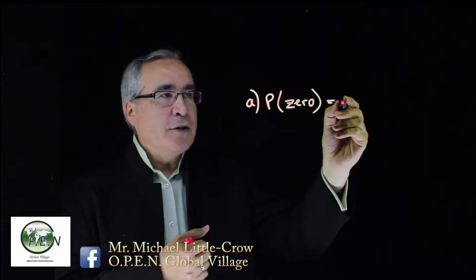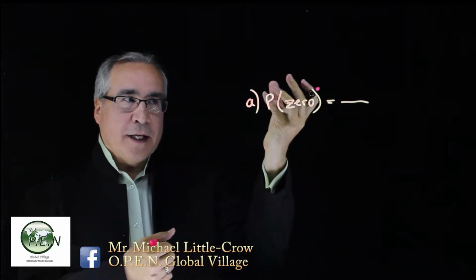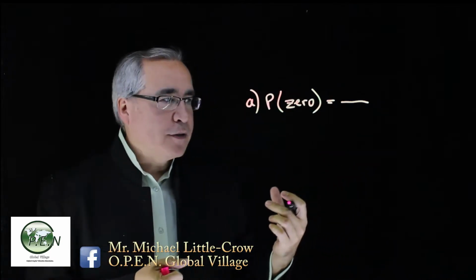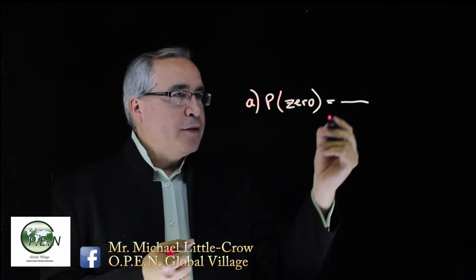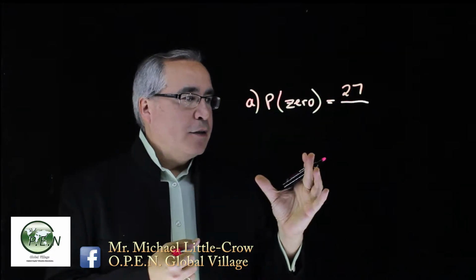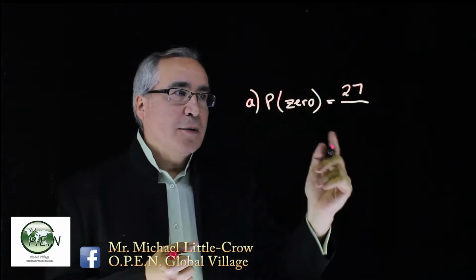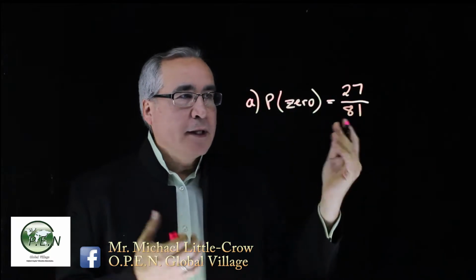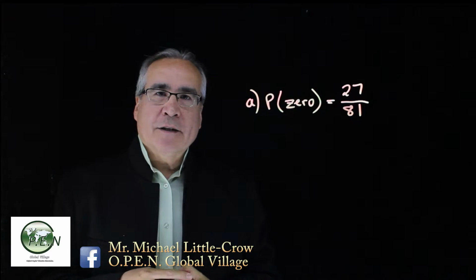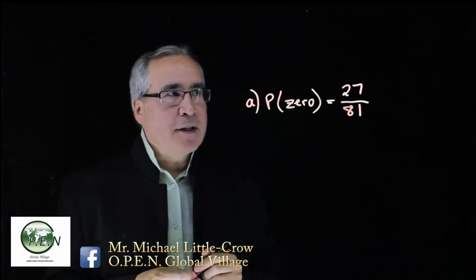Again, we look for the ratio of those who had 0 credit cards divided by the total possible outcomes, which is all the people. So those with 0 credit cards, the total is 27. The total number of people, total of the total, is 81. There's our probability. But again, you won't see that number in the back of the book, but this can be reduced.